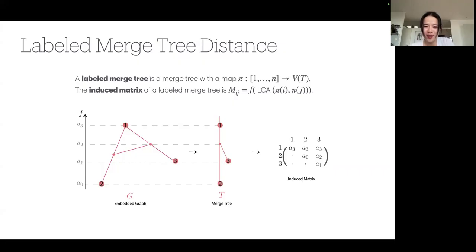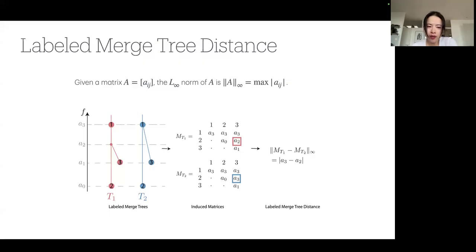And so for entry 2,3, we find the vertex that is labeled 2, as well as a vertex labeled 3. And for those two vertices, I have a vertex that is not labeled as their lowest common ancestor, but that's okay because I still have height information on that vertex, which is a2. And that's why a2 goes into the entry 2,3. And by construction, we get a symmetric matrix.